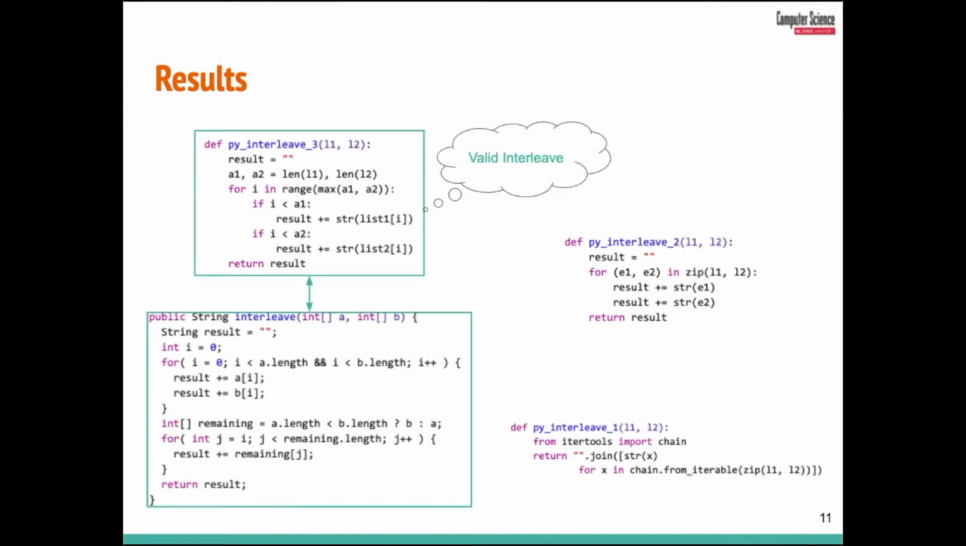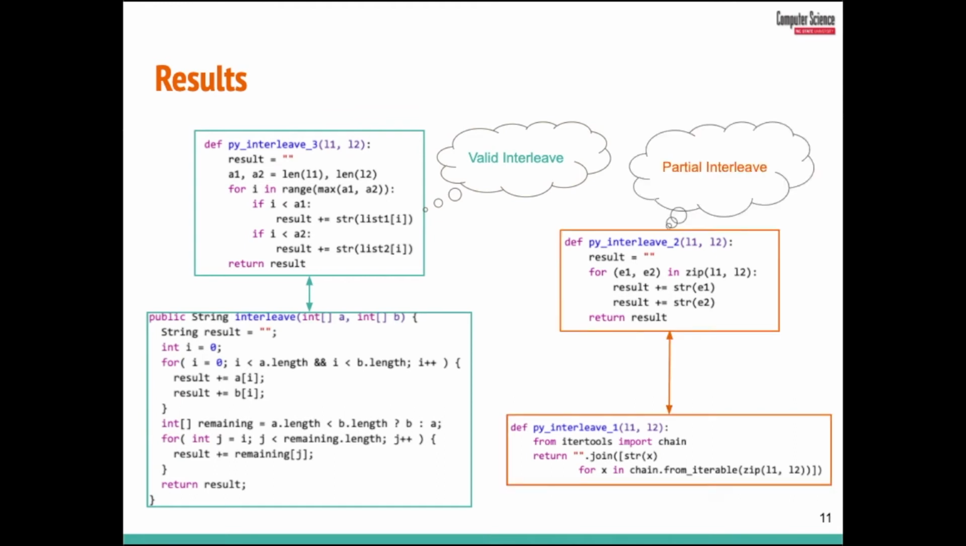As we can see, functions interleave and PyInterleave3 are behaviorally clustered together since they are functionally identical. Also, functions PyInterleave1 and PyInterleave2 are clustered together since they are also functionally identical, but they only succeed in performing the interleave functionality partially. That is, when the inputs are of the same length.